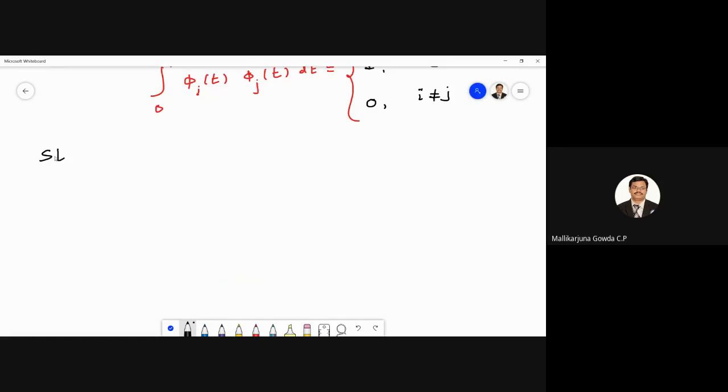Step 1. I think these steps should be followed properly. Then you will be able to apply them for determining the orthonormal functions, and you will be able to express the signals in terms of these orthonormal functions for a given set of signals in the problem. What can I do as a first step to find phi 1 of t? Is it possible to think?